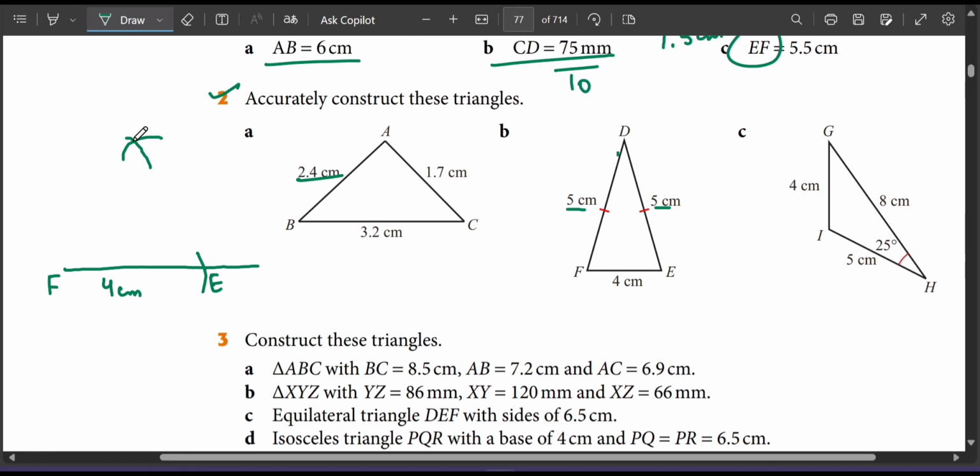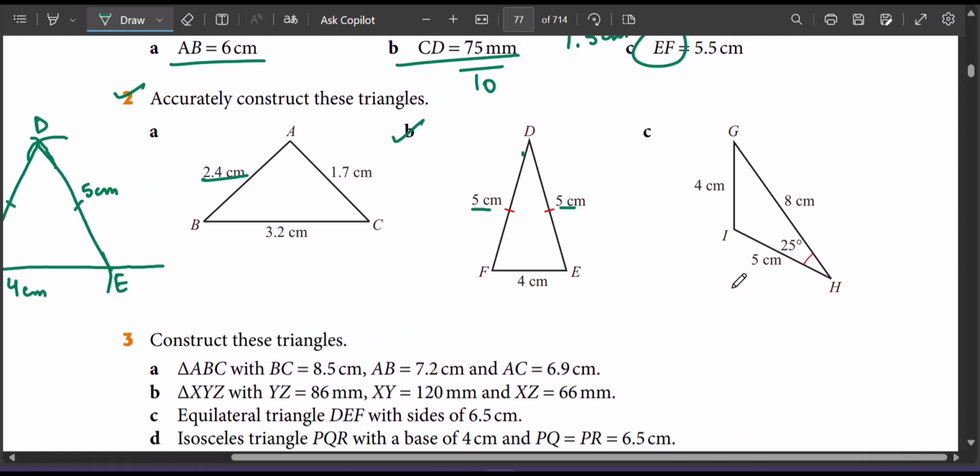Once this is marked, you can call it D, and then using scale you can just combine both of them together, and you can mark 5 centimeter over here and 5 centimeter over here, and this is how this part will be done as well.